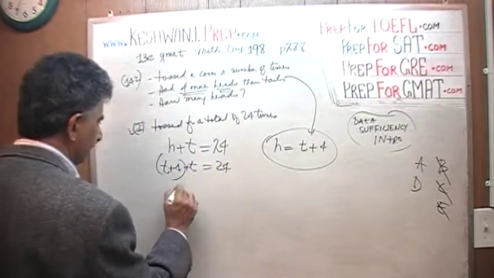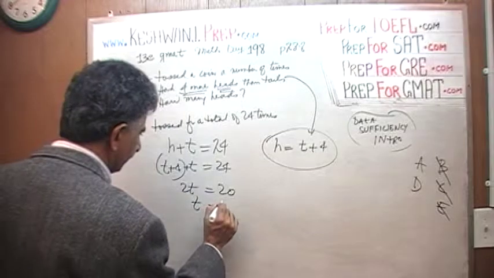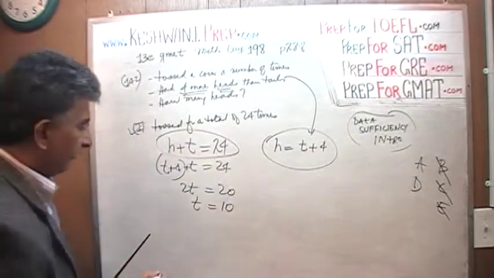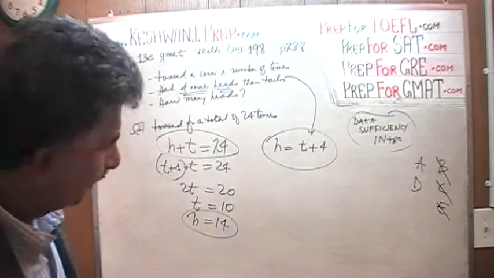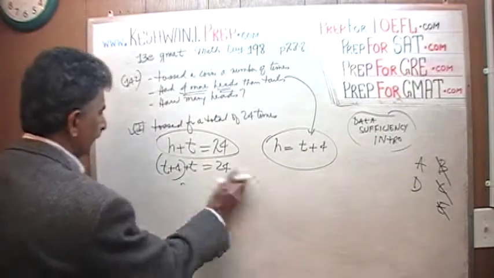And t plus t is going to be 2t. Subtract 4 from both sides, it gives you 20, and t equals 10. If t equals 10 and the total is 24, h must be 14. You see? It's very easily solvable. It only takes a couple of seconds even if we were to do it out. But it wasn't necessary. Let's look at the second statement.